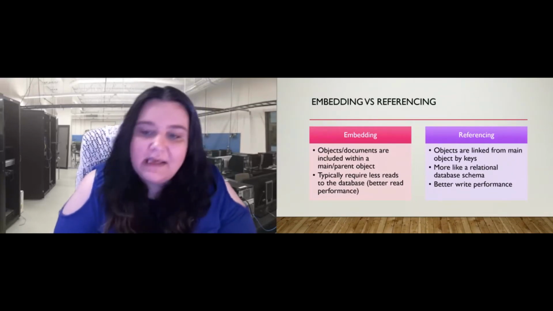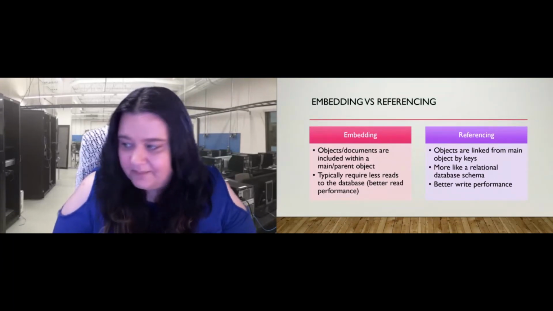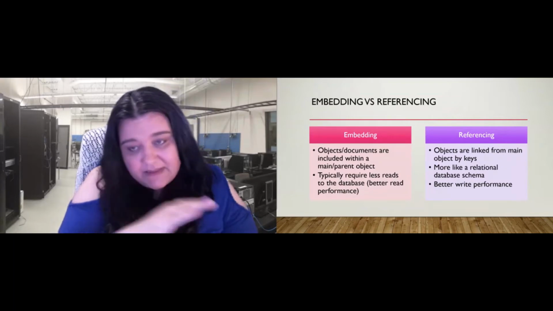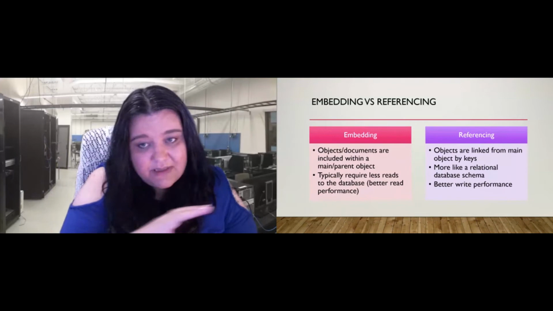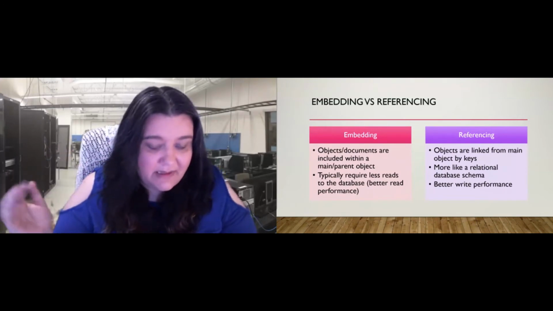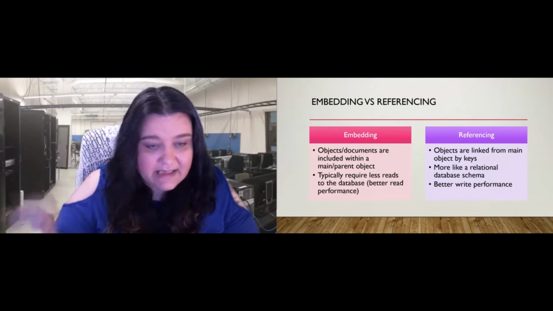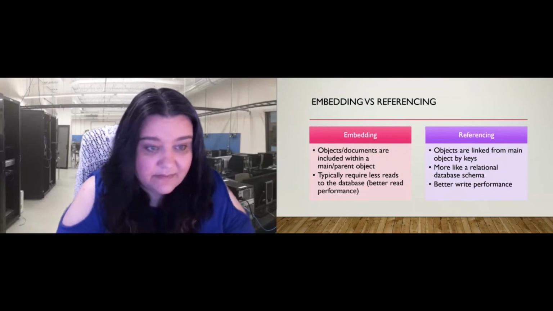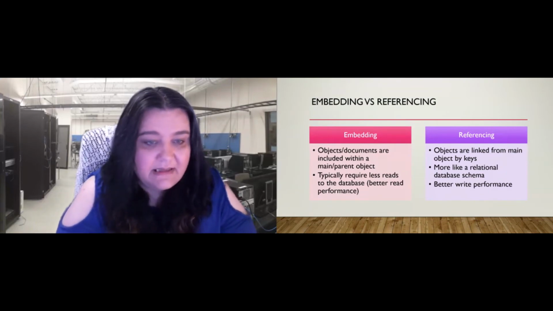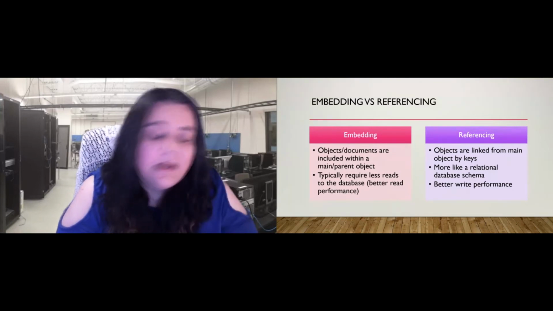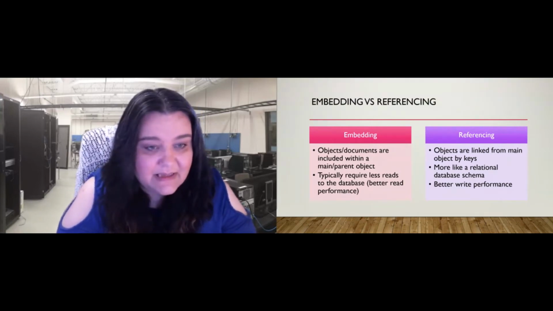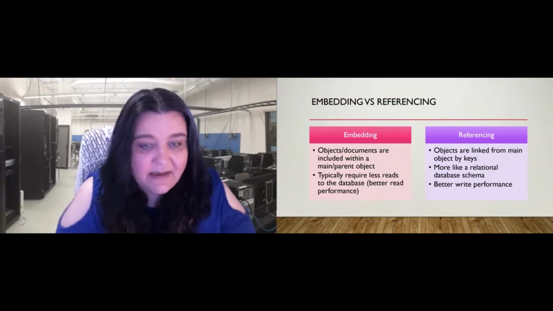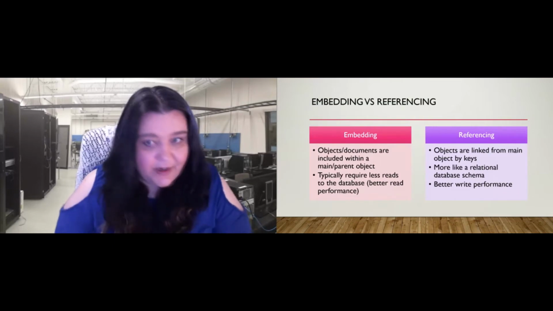And that's because if we are loading a dashboard with student information, and that student is seeing their information, and then they also want to see their class information, we're reading one document instead of one document and then all the classes for that student. So that's less reads. Referencing is more similar to a relational database schema in that objects are linked from the main object by keys. It has better write performance for obvious reasons.